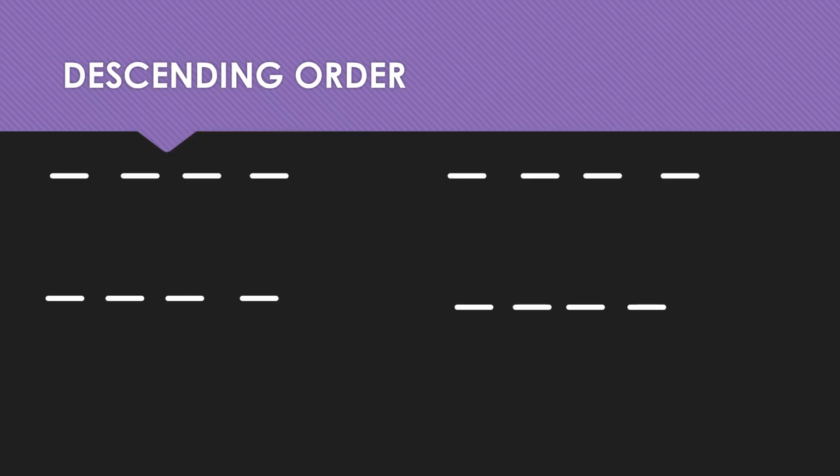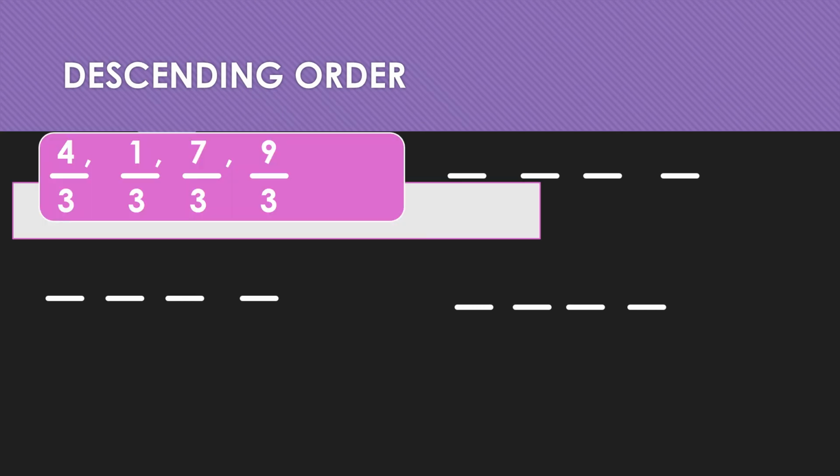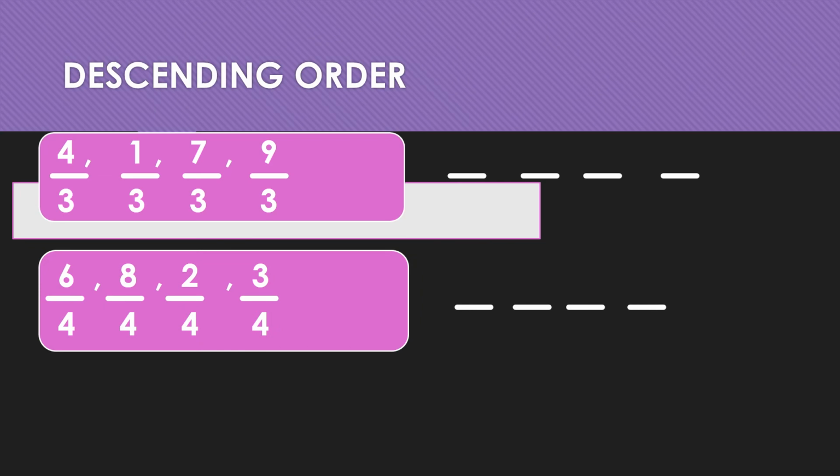Now just similar to ascending order, we can also compare the fractions and place them in descending order provided the denominators are same. So here we have two examples given below. So let us look at the first example. The fractions are 4/3, 1/3, 7/3 and 9/3. Since the denominators are same, we simply arrange the numerators in descending order.